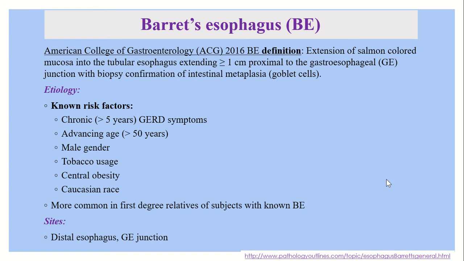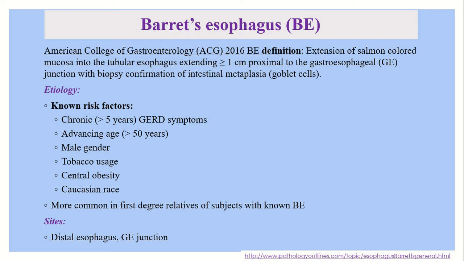Another disease of the esophagus is Barrett's esophagus. The American College of Gastroenterology definition of Barrett's esophagus is extension of salmon-colored mucosa into the tubular esophagus, extending at least 1 centimeter proximal to the gastroesophageal junction, with biopsy confirmation of intestinal metaplasia, goblet cells.